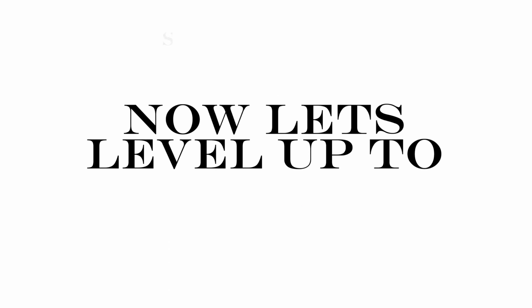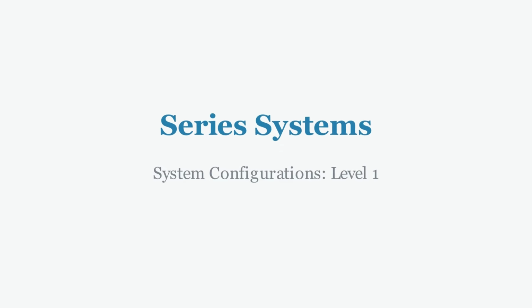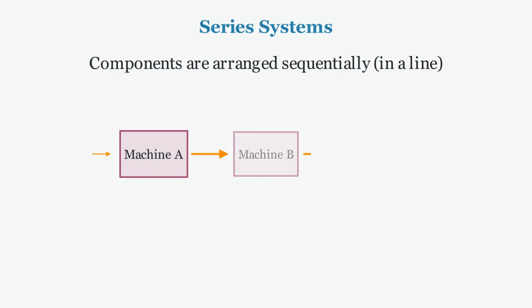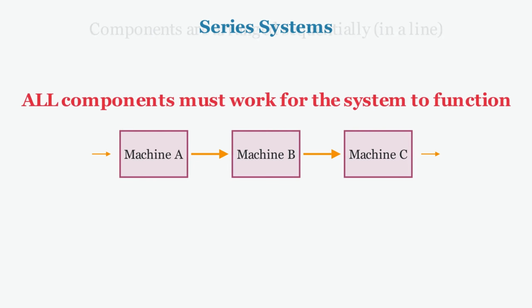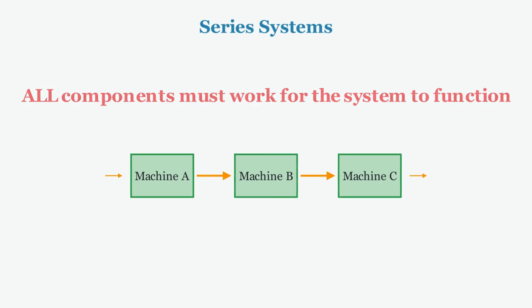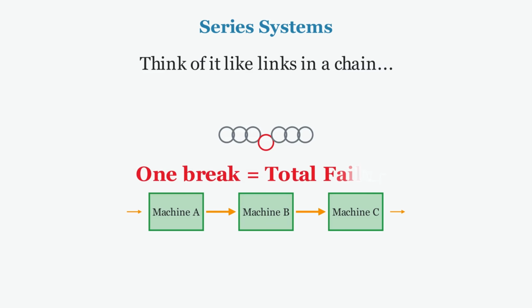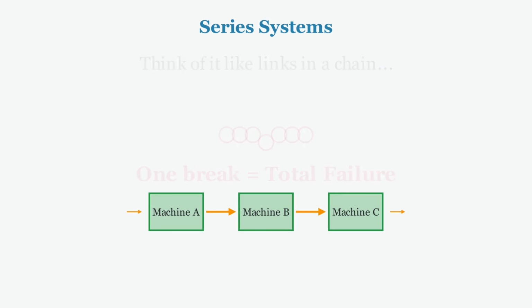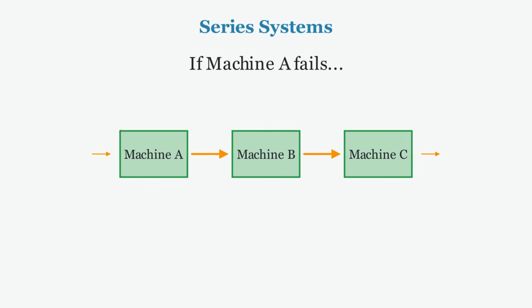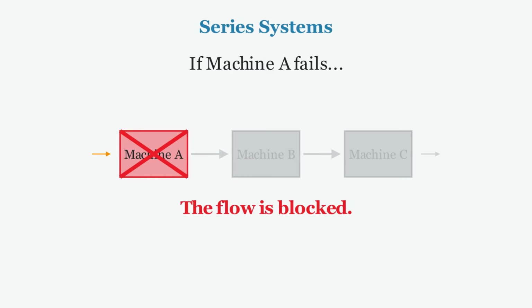Great, you've mastered single machines. Now let's level up to system configurations. First up, series systems. In a series system, components are arranged one after another. The key rule is all components must work for the system to function. Think of it like a chain. If any link breaks, the entire chain fails. Same here. If machine A fails, the whole system stops, even if machine B is working perfectly fine.